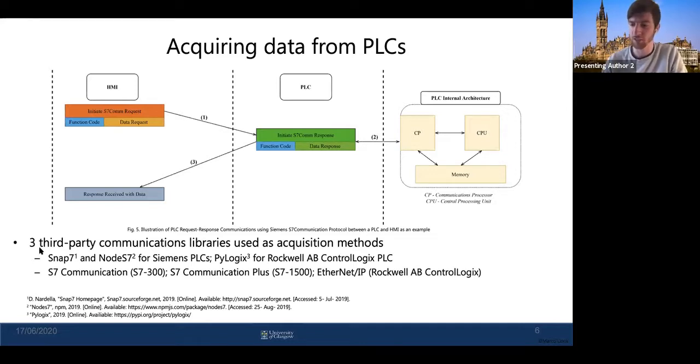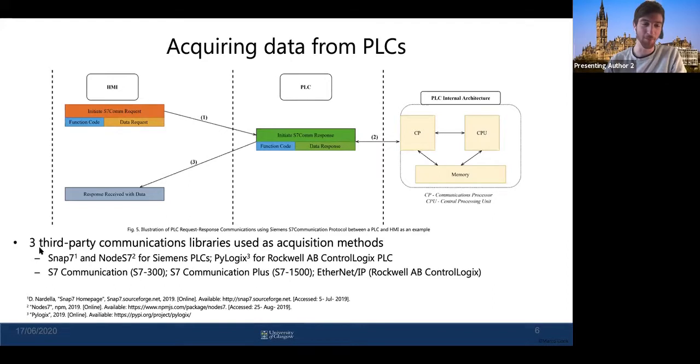The reason we use this functionality is because it's inherent to the PLC. So even though we can't, as of yet, provide any detail on the forensic soundness of this process, we can be reasonably assured that the data that we're receiving is true to what's on the PLC. To leverage this functionality, we use 3 third-party communications libraries. The reason we used 3 is because the PLCs that we chose all use different communications protocols, just to make it a little bit more confusing and challenging for us.